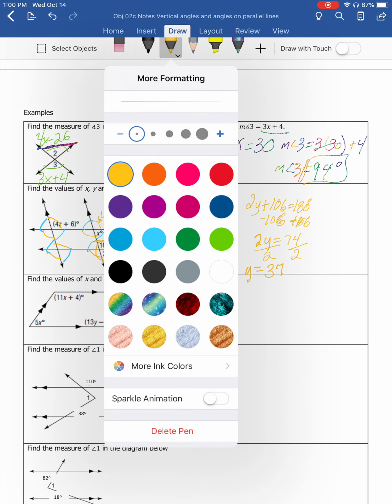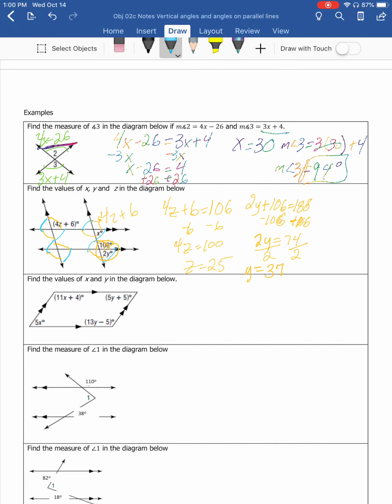The last thing is this x. Well, there are a lot of ways to do it, but I also know that these are consecutive interior, and they also add to 180. So x plus 106 is equal to 180, minus 106, minus 106. X is equal to 74. So those are our 3 angle measures.